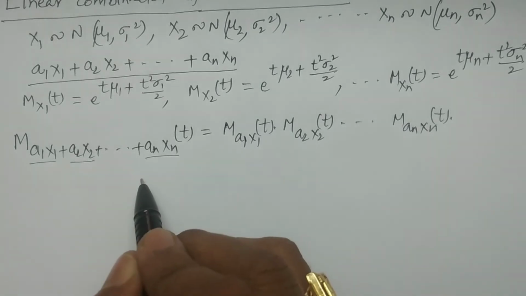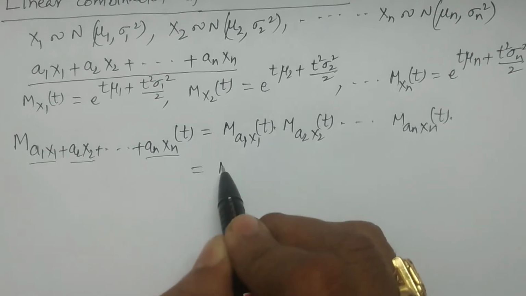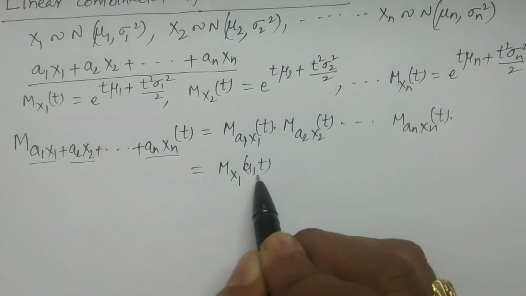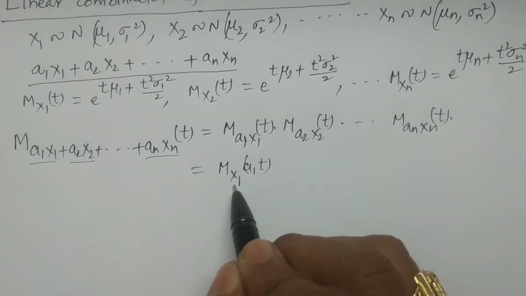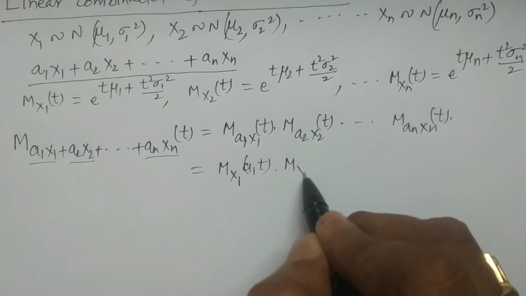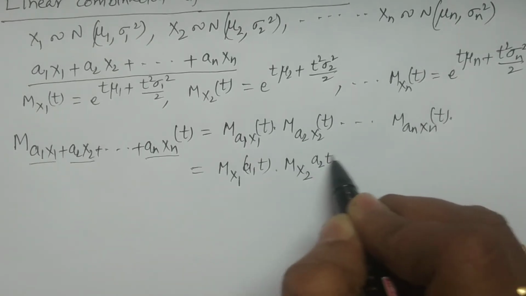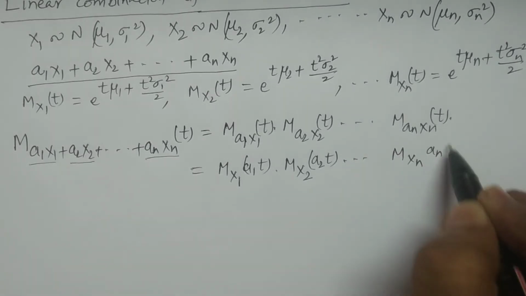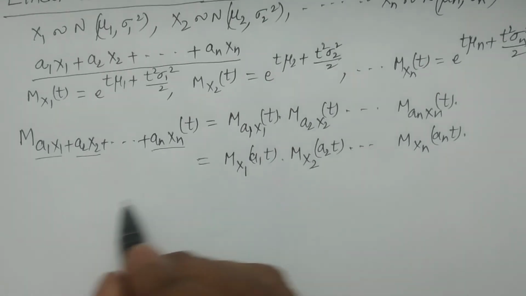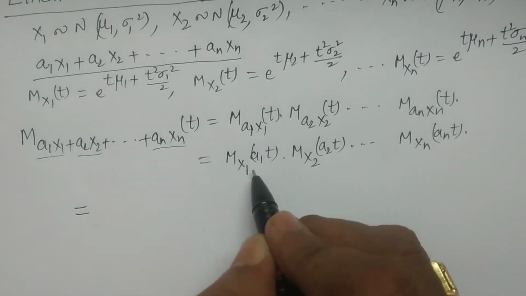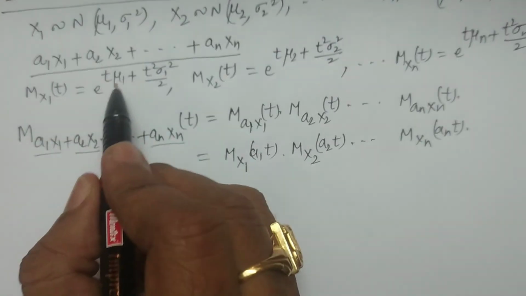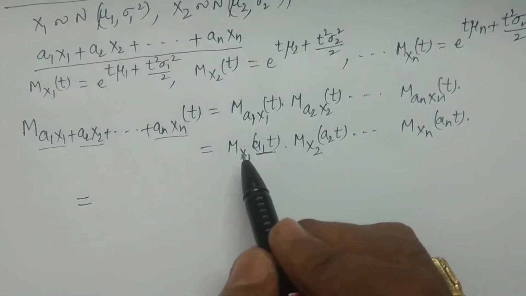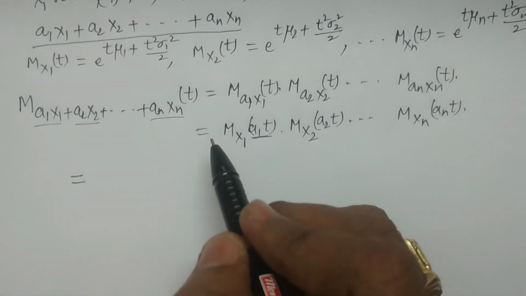Again, one of the properties of MGF, we can write mcxt is equal to mxct. That is mx1 at a1t. In the place of t, if you substitute a1t, it is enough to get the moment generating function of a1 x1. This is the moment generating function of x2 at a2t. Again, I have used the same property. This is mxn at ant. Now we can write the formula of the moment generating function of x1, which is e power t mu 1 plus t square sigma 1 square by 2, in which in the place of t we have to replace a1t. That is what we have to do. That's very, very important.